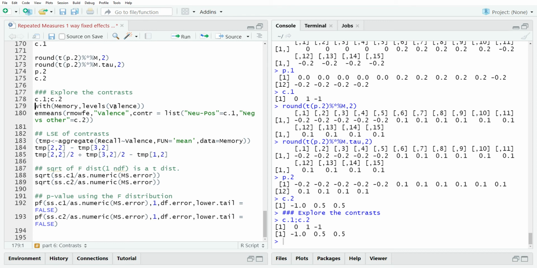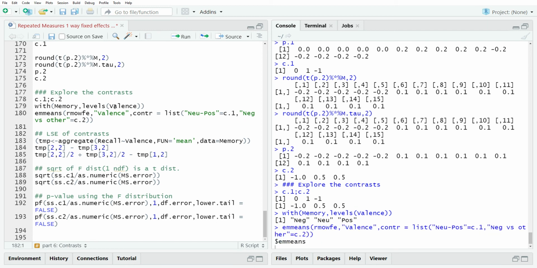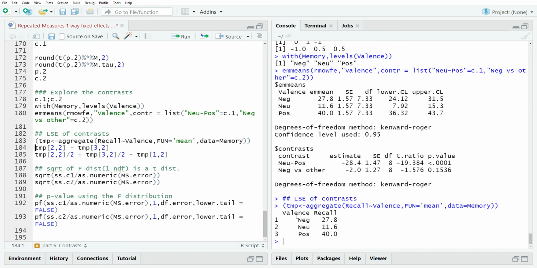And so let's look at the levels of balance, so negative, neutral, and positive. And let's calculate these contrasts. So this is the estimate of the contrast, and this is the estimate of the contrast. Now, these contrasts we said were just linear combinations of the treatment means. So let's look at the treatment means. Recall that these are the treatment means.